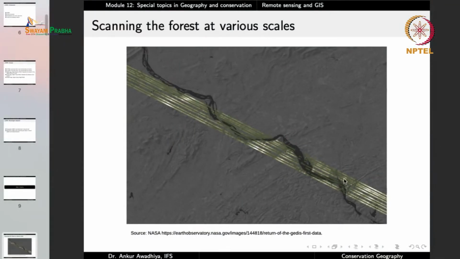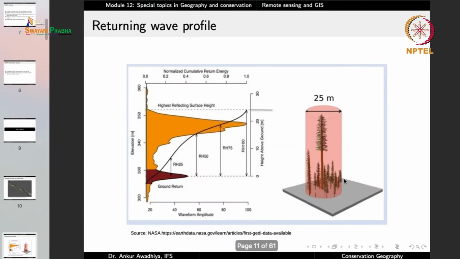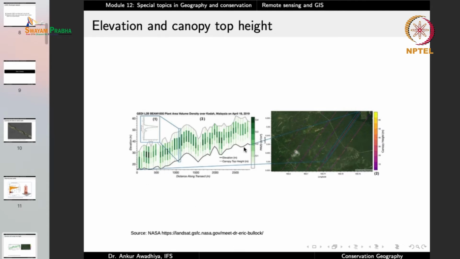So this is how the scanning happens. These are different points at which the readings are taken, and if you have a tree, then you will have a ground return which is happening here, and you will have a highest reflecting surface height which will be given by the top of the canopy. And this curve is telling us that at different elevations we are getting a different amount of return of the energy. And with these we can draw these two surfaces. We can draw the terrain surface and we can draw the elevation surface, and the difference between both of these will give us the height of the canopy.